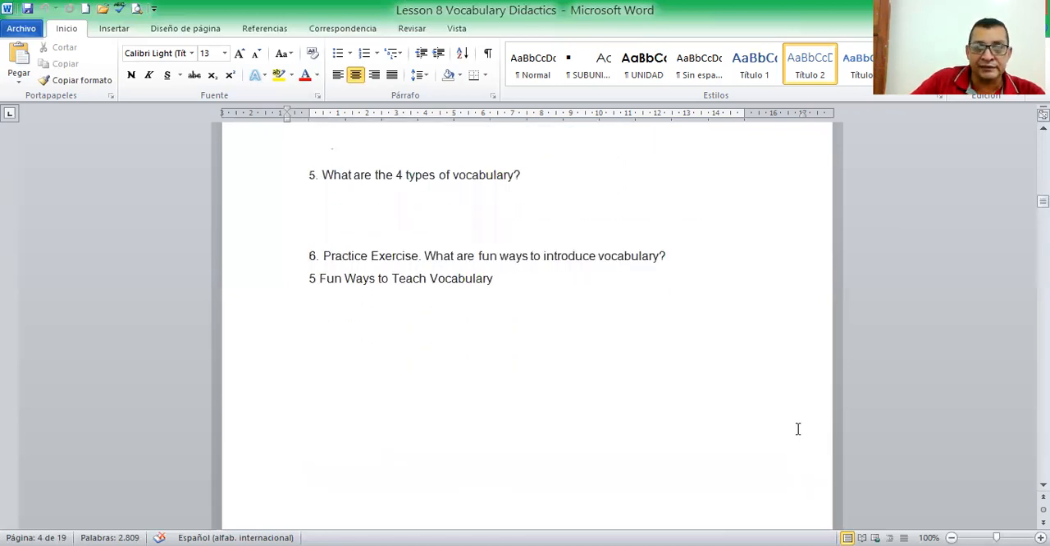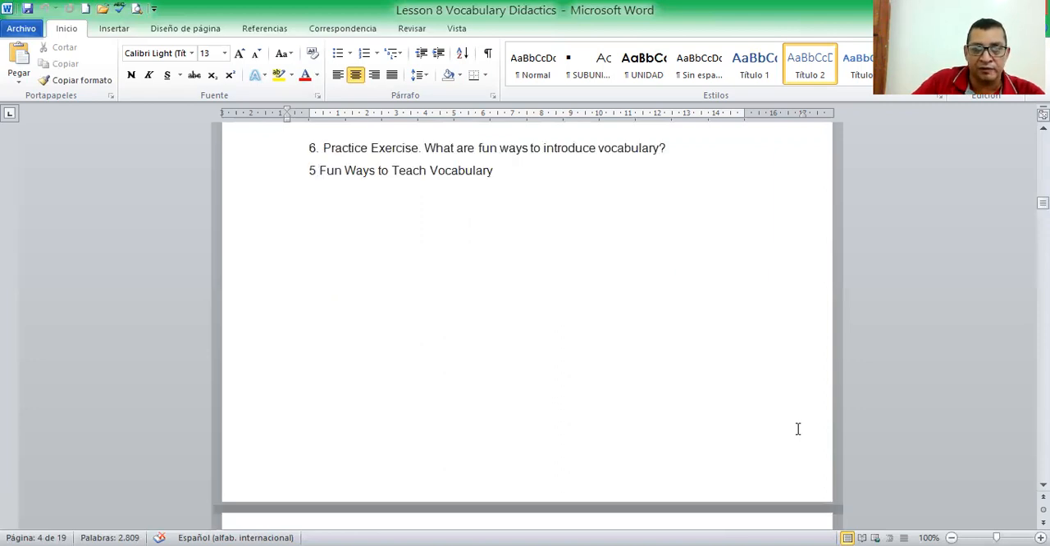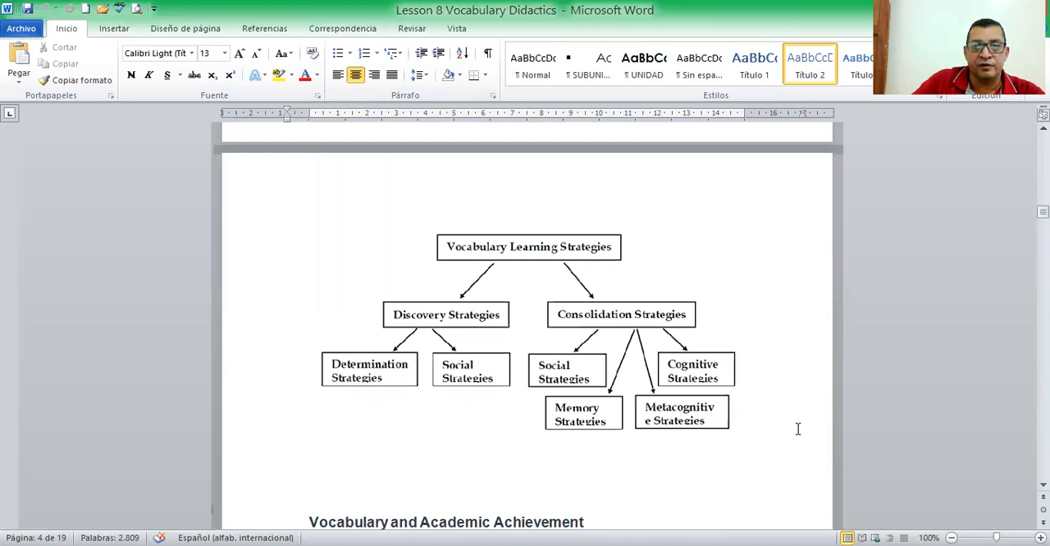Remember to practice this exercise because it will help you to identify specific information in this session. What are the fun ways to introduce vocabulary? And what are the five fun ways to teach vocabulary? And here we have a diagram about vocabulary learning strategies: discovery strategies. Here we have determination strategy and social strategies. This is a consolidation strategy, social strategies, cognitive strategies, and memory strategies, metacognitive strategies.